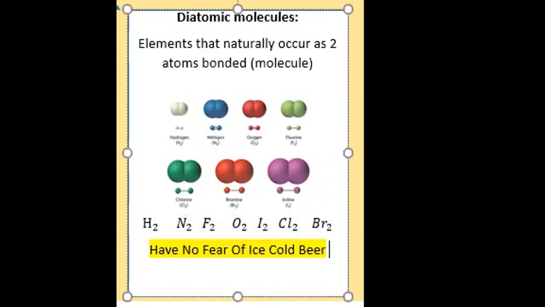So if I ask you in your paper, what are the 7 diatomic molecules? You're not going to tell me have no fear of ice cold beer, but you're going to tell me what each letter stands for. All right. Can you guys see how I've written it? Look at the chemical formula that I've written. So hydrogen over there, it's an H, and there's a small 2 next to the H. The 2 is representing the diatomic molecule. 2 atoms bonded together. All right.